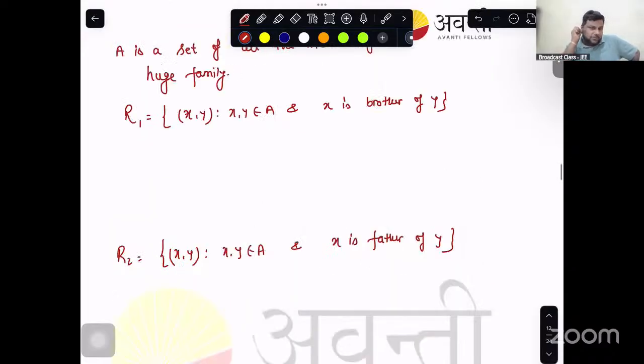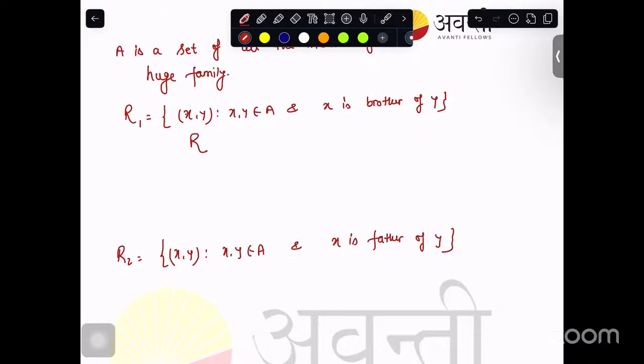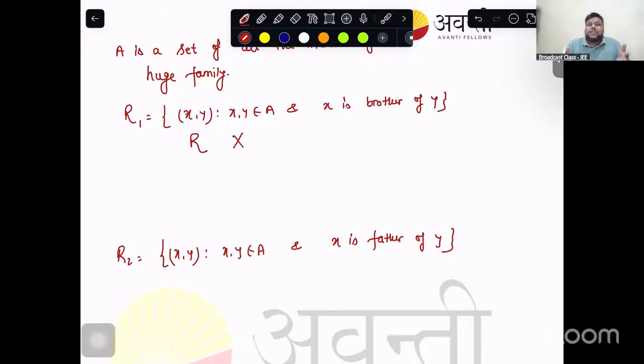Now, first of all, let's come to the first one. Is this relation reflexive? No, because no person is brother of himself. Even among boys we can say so, but can a lady, say Neha, be brother of herself? No, so not reflexive. Is this relation symmetric? Tell me.